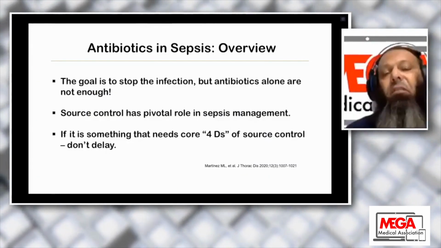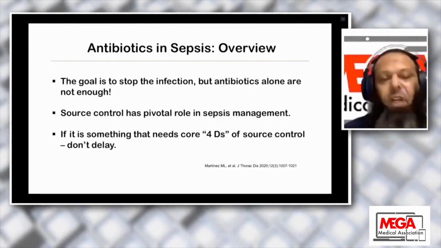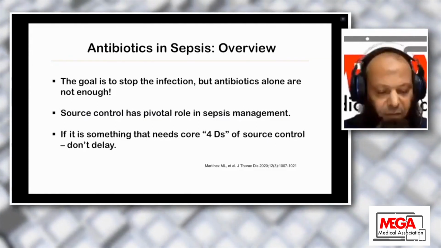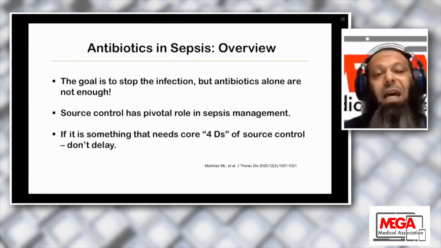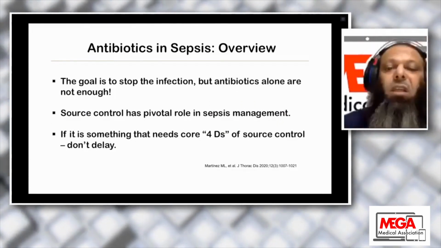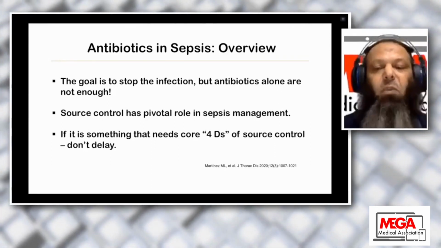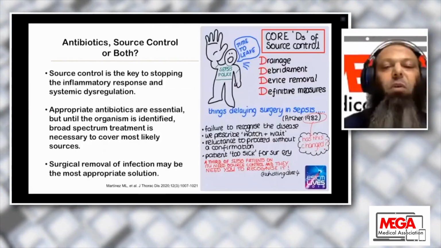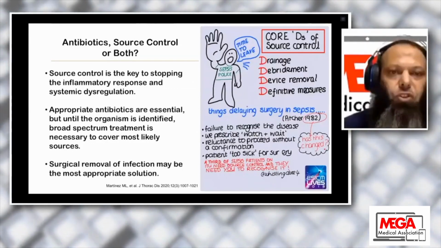The goal everywhere, in the ER, on the floor, or in the ICU, is to stop the infection, but antibiotics alone are not enough. Source control has a pivotal role in sepsis management. It is at the core of the 4 Ds of source control, so please do not delay. I will not go quickly through this because my colleague, Professor Hussein Afifi, will address source control, and you will enjoy how he does it.